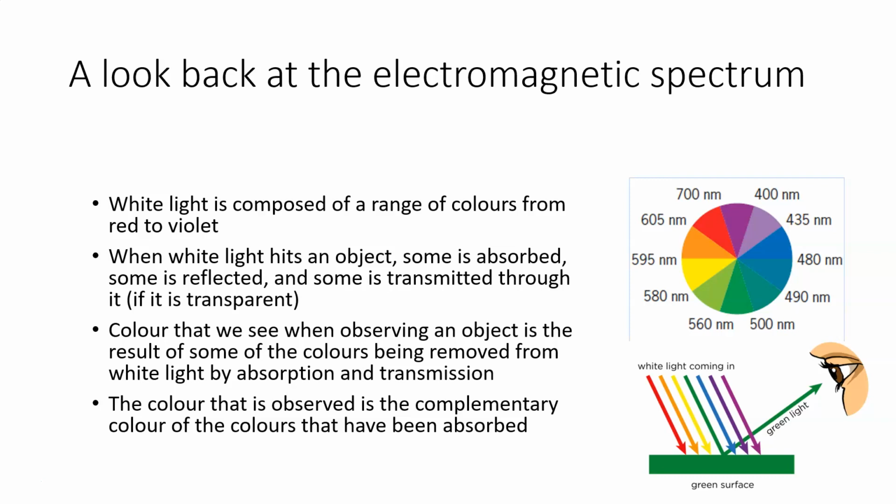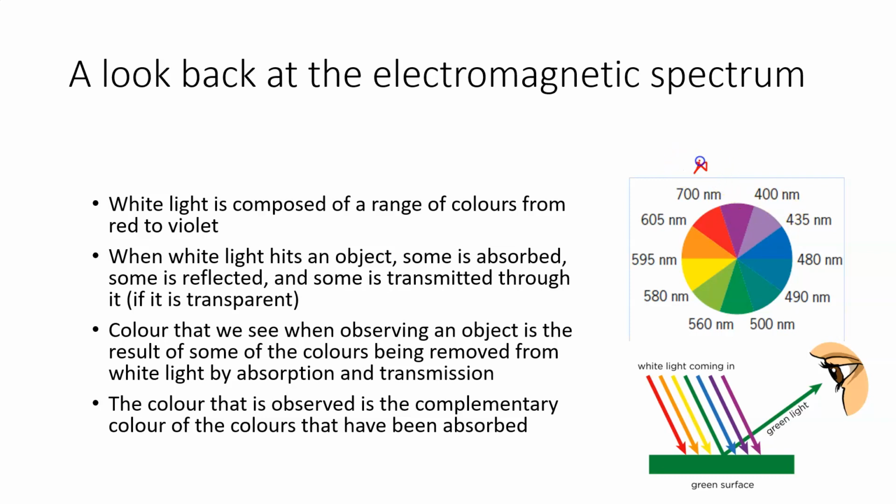You may remember from your electromagnetic spectrum that white light is composed of a range of colours from red to violet. So when the light hits an object, some is absorbed and some is reflected. Some is transmitted through if it's transparent. What we see when we observe an object is the result of the colours being removed from the white light and then reflected back to our eye. So for a green object, white light comes in, all the other colours are absorbed, and the green light is reflected. So the colour that is observed is the complementary of the colours that have been absorbed.